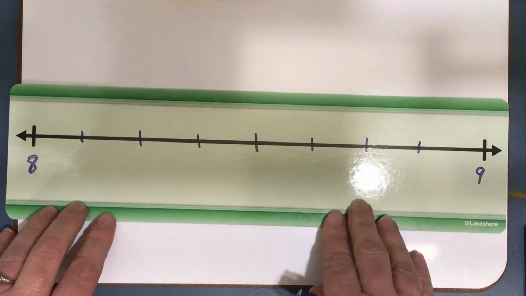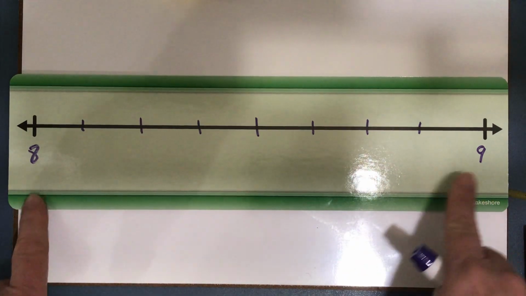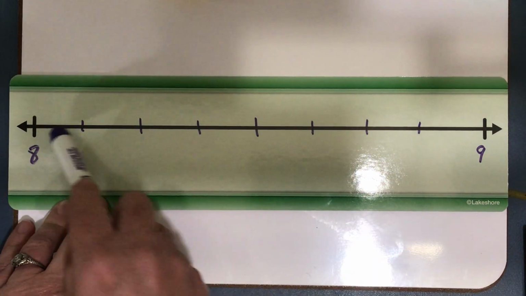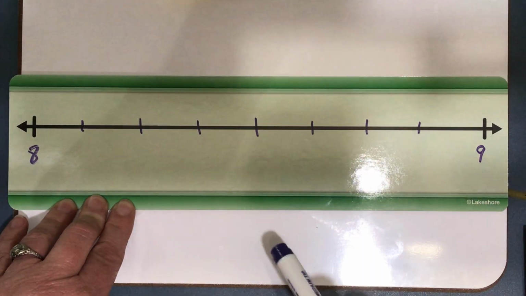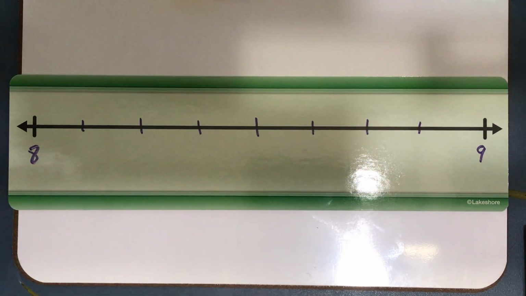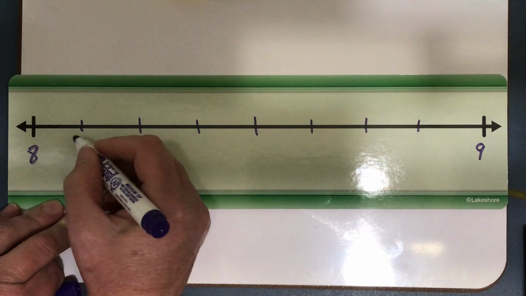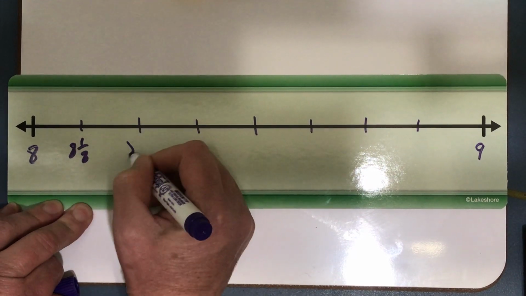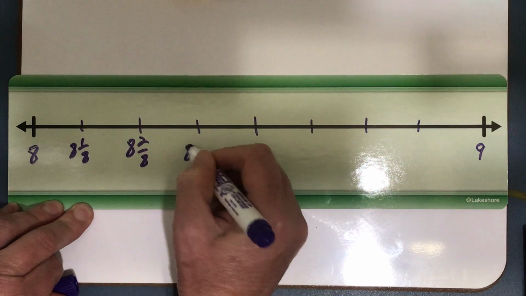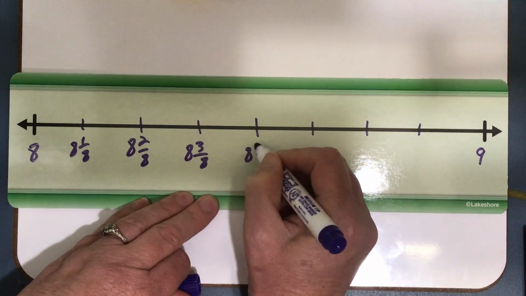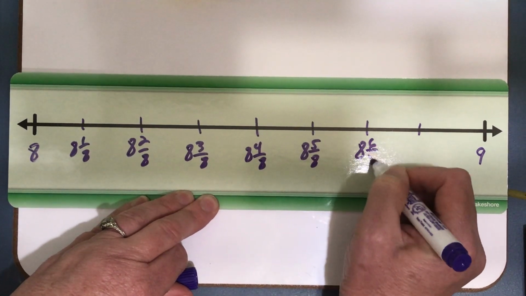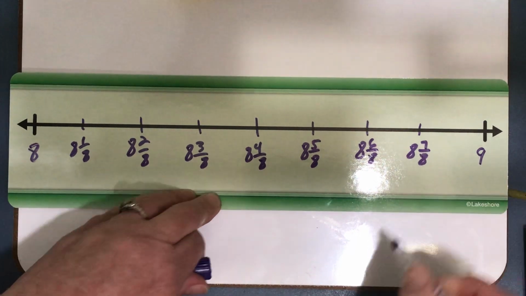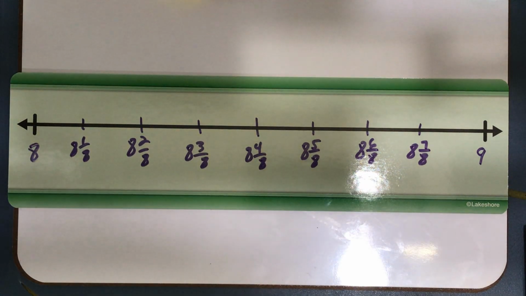I have another number line drawn that begins at 8 and ends at 9. This one has 8 sections. Let's count. 1, 2, 3, 4, 5, 6, 7, 8. Notice I'm counting the sections, not the lines. So if I were to number these now, it would be 8, then 8 and 1/8, 8 and 2/8, 8 and 3/8, 8 and 4/8, 8 and 5/8, 8 and 6/8, 8 and 7/8. All those numbers come in between 8 and 9.